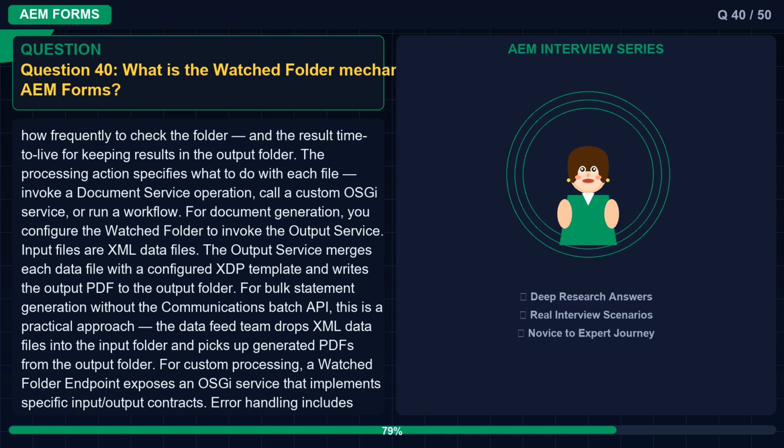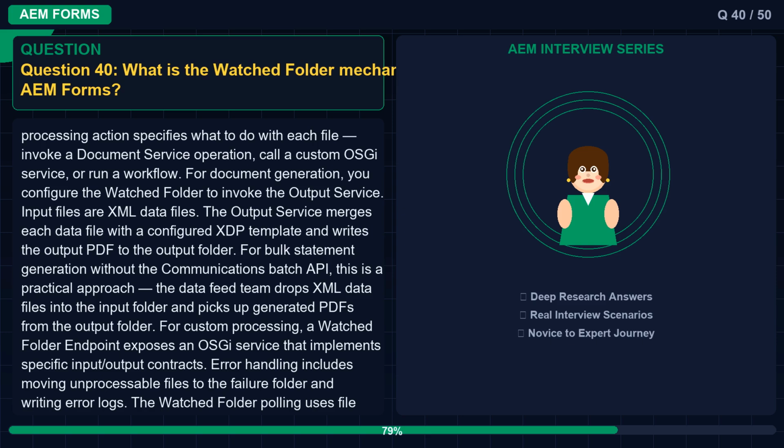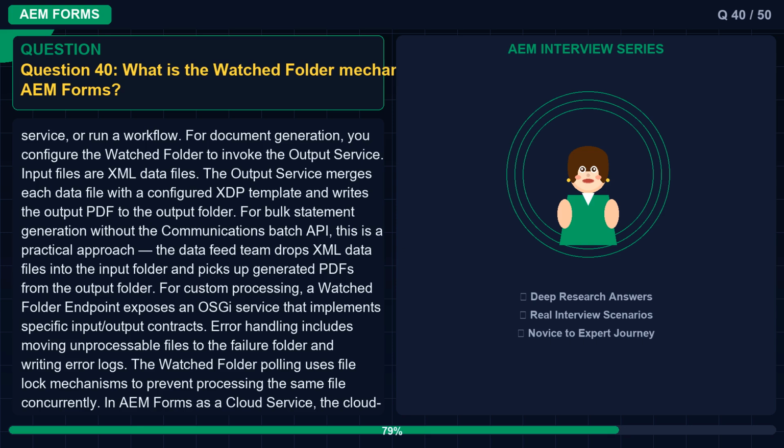and writes the output PDF to the output folder. For bulk statement generation without the Communications Batch API, this is a practical approach. The data feed team drops XML data files into the input folder and picks up generated PDFs from the output folder. For custom processing, a watched folder endpoint exposes an OSGI service that implements specific input-output contracts.